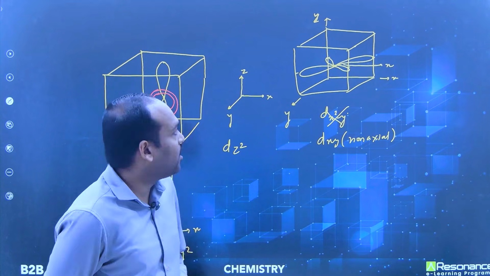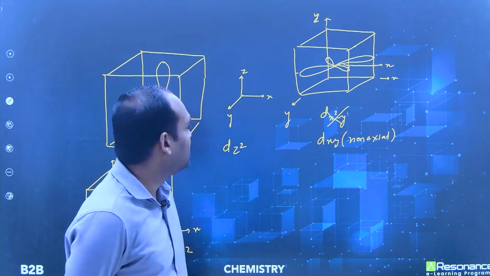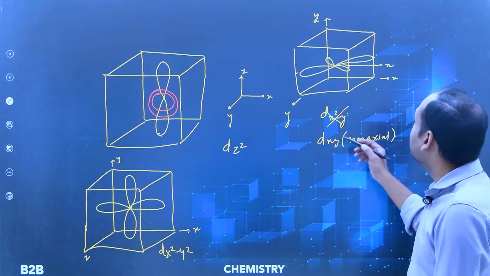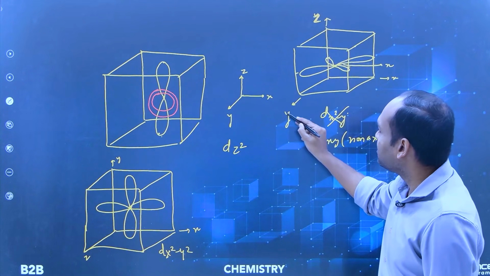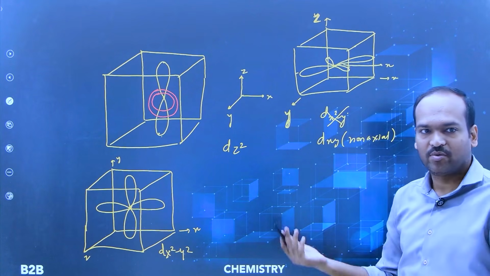Okay, so I hope you get the idea, beta. I changed the axis. This is the x axis, this is the y axis, and this is xy. When I change the axis, the orbital will change.